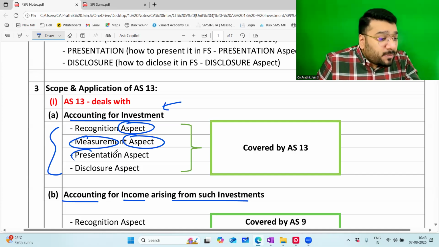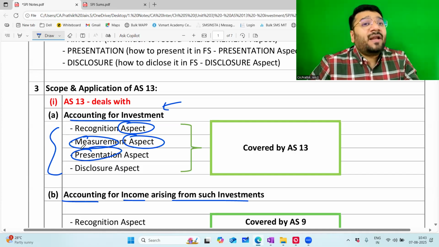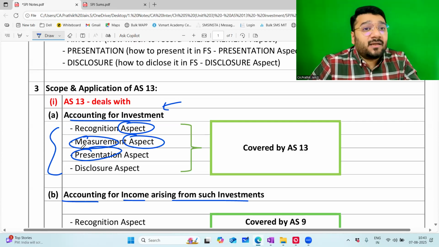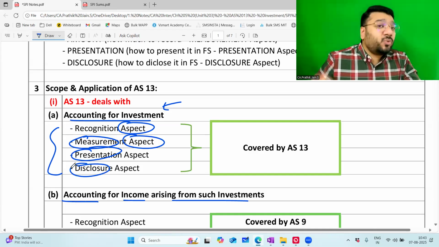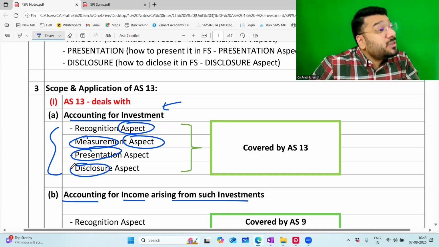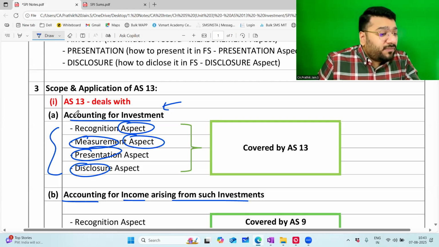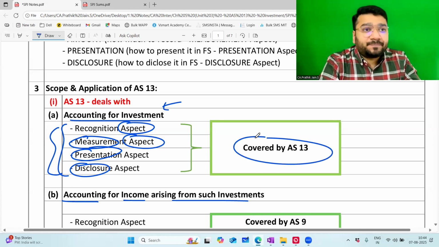Then, how are we supposed to present such investment in the financial statement? Should we show that as current investment or as long-term investment? That guidance is given by AS 13. And how it is to be disclosed: what are all the other information that you have to disclose in notes to accounts? This we are ready to study. So when I talk about accounting for investment, all four aspects have been covered in AS 13.